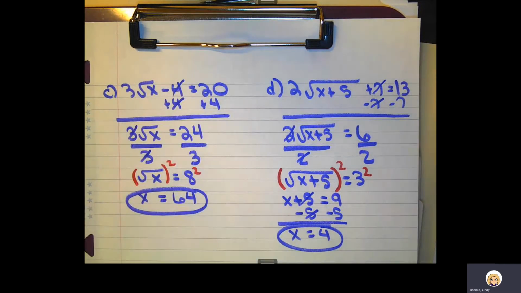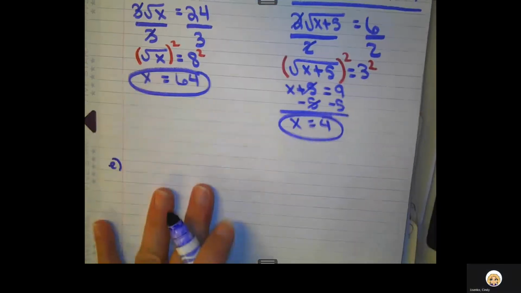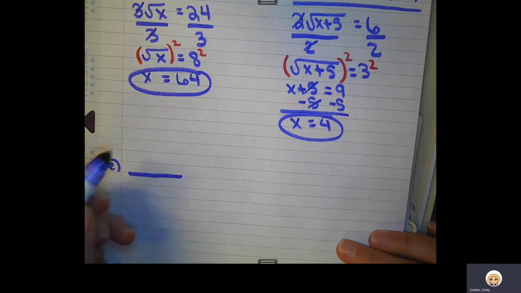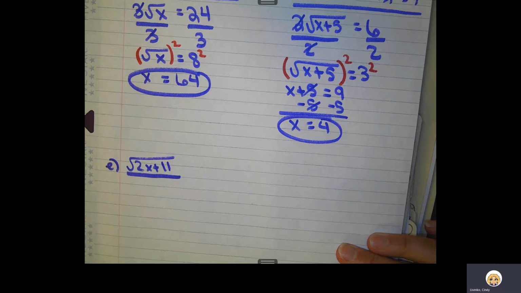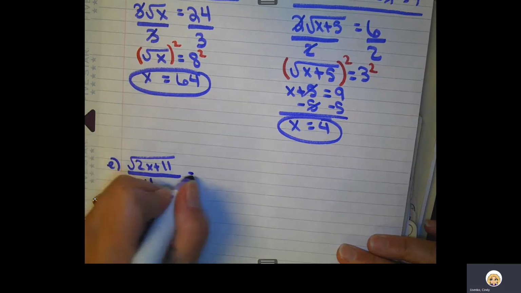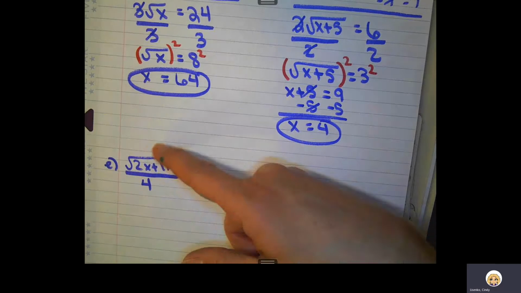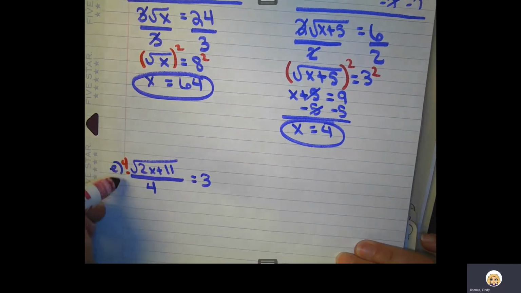Two more. Example E. Erase this up. We have a fraction. On top of the fraction is a radical. We have 2x plus 11 at the top, underneath the radical, and then on the bottom, 4. On the other side, we just have equals 3. First thing we need to do is get rid of this 4. We see dividing by 4, so a way to cancel it out is to multiply both sides by 4.